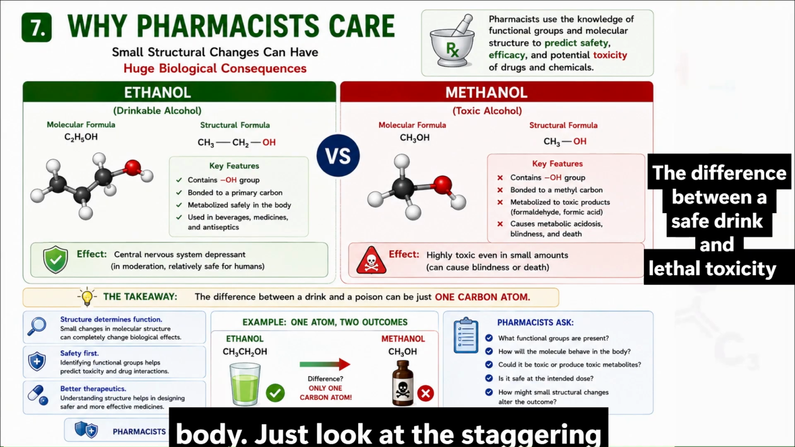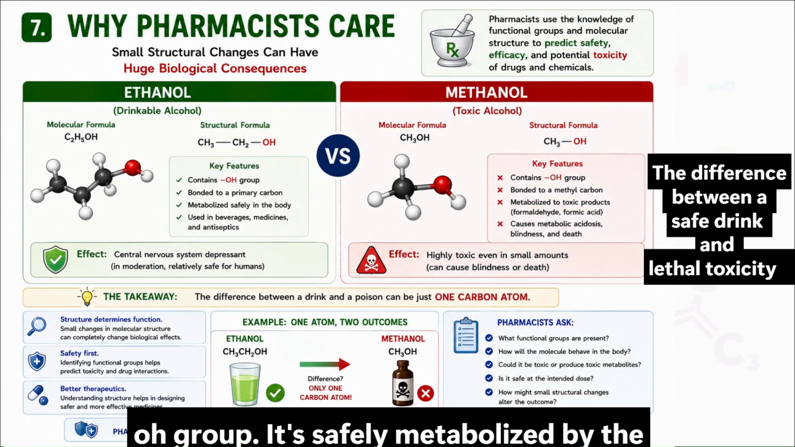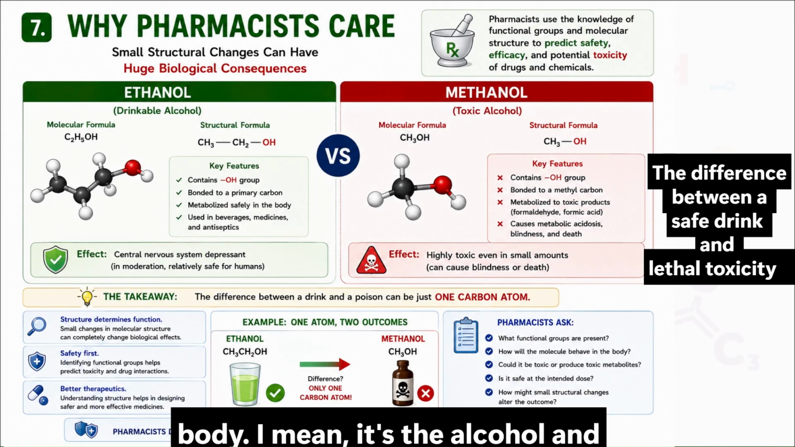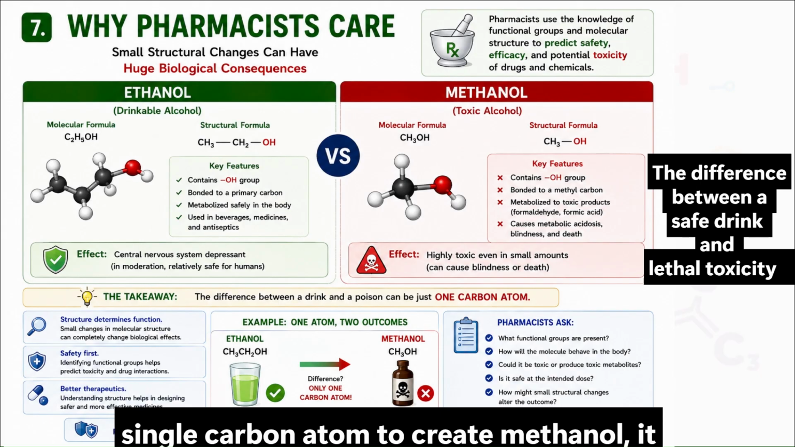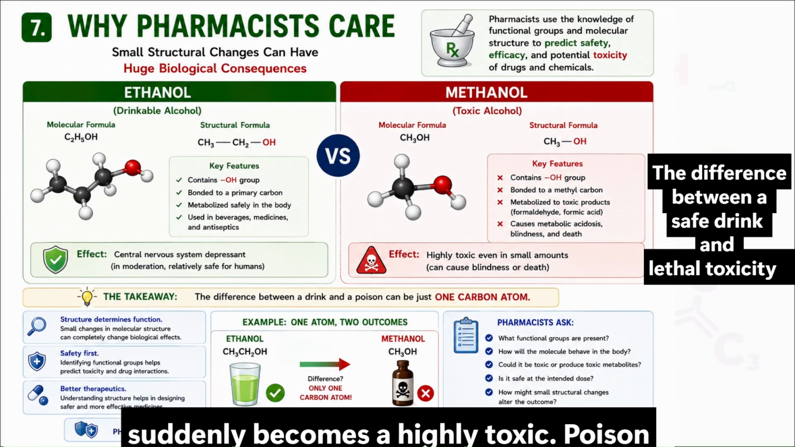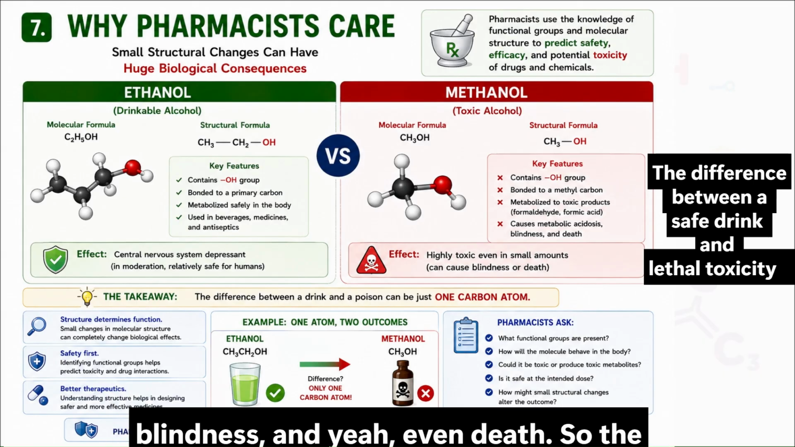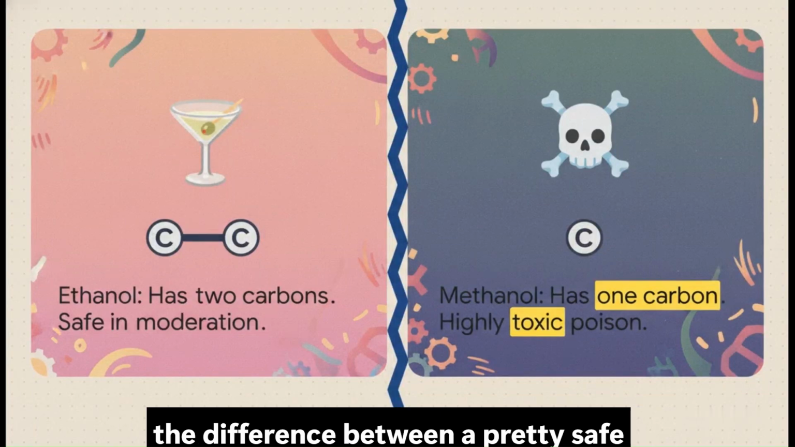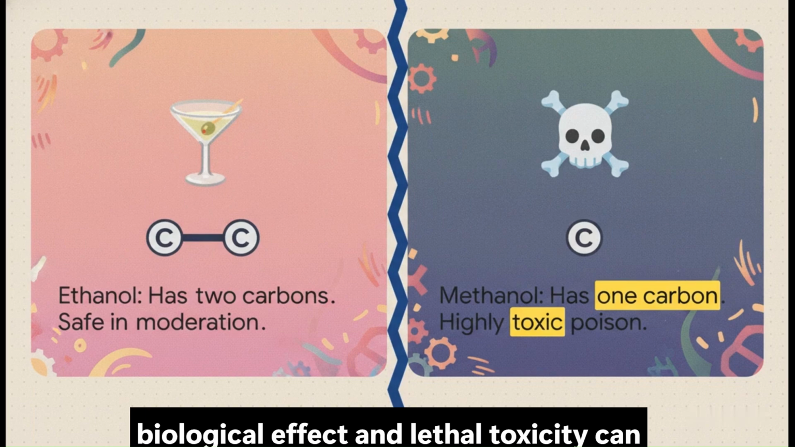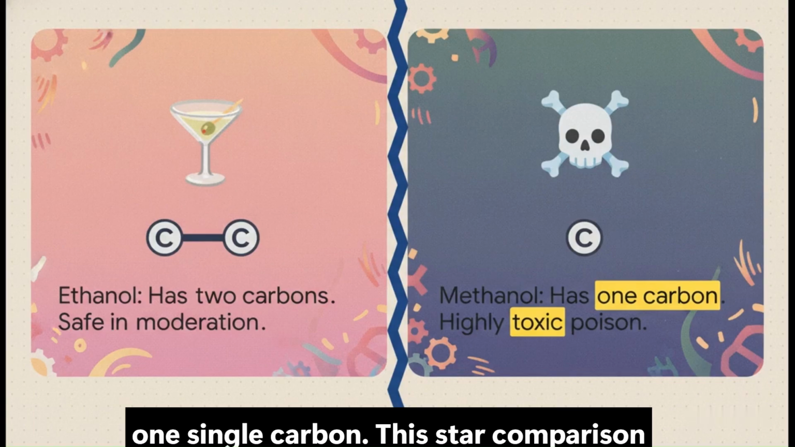Just look at the staggering difference between ethanol and methanol. Ethanol has 2 carbons attached to its OH group. It's safely metabolized by the body. I mean, it's the alcohol in celebratory drinks. But if you remove one single carbon atom to create methanol, it suddenly becomes a highly toxic poison. In the body, it metabolizes into formaldehyde, causing metabolic acidosis, blindness, and yeah, even death. So the absolutely crucial takeaway here is that the difference between a pretty safe biological effect and lethal toxicity can literally come down to just one atom, one single carbon.